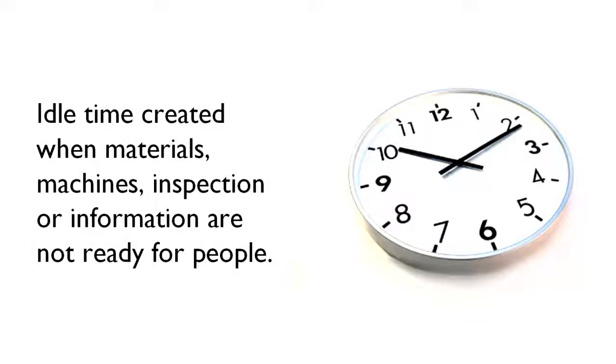So let's start off with the definition of waiting, which describes situations where there's idle time created because materials, machines, inspection, or information aren't ready for people. Now, this waste is usually less visible than the others because it's often replaced by overproduction or busy work. So, as we've mentioned in the overview module, when waiting becomes visible, it's important to keep people from producing unneeded product just to keep busy, since this busy work often does more harm than good.